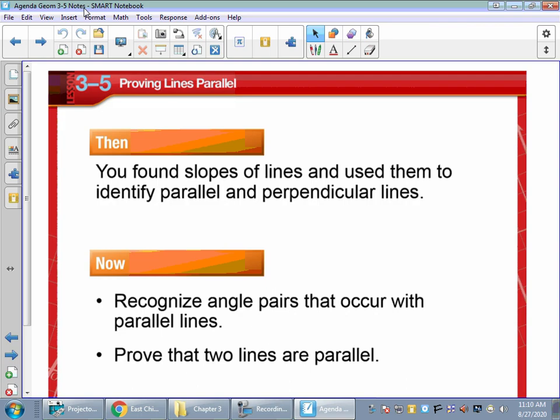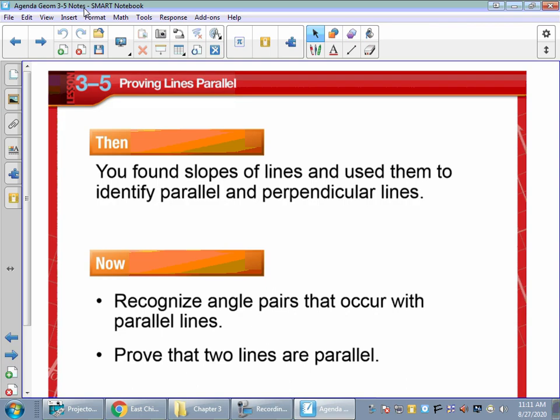angle relationships of parallel lines and found that corresponding angles, alternate exterior and alternate interior angles were congruent and consecutive interior angles were supplementary if the lines are parallel. Now, we're kind of going to do the opposite of that. We're going to see the angle pairs and then be able to prove the two lines are parallel.